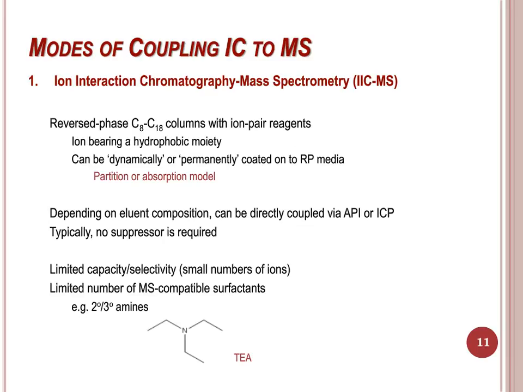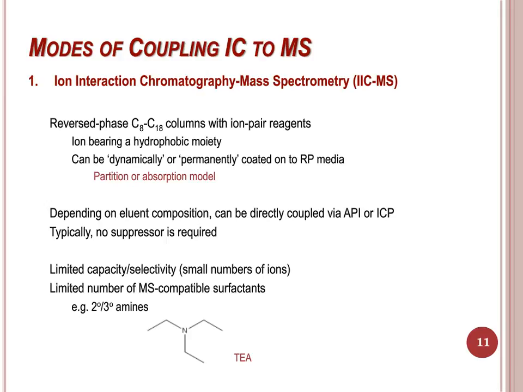You can also dynamically coat the column, where the IIR is present as a constant concentration in the eluent. In the partition model, the analyte when injected interacts with the IIR in the eluent first, and can partition into the stationary phase and get retained. With the absorption model, the IIR present in the eluent gets absorbed into the non-polar stationary phase first, forming a pseudo-ion exchange layer on the surface to then retain the analyte.